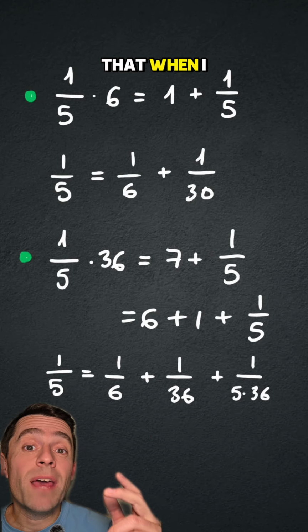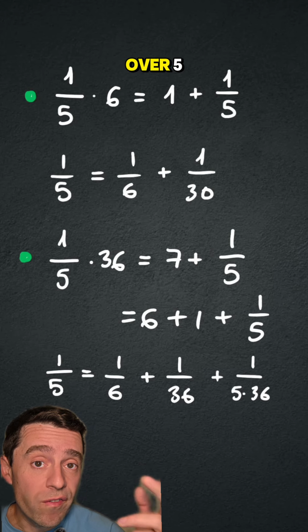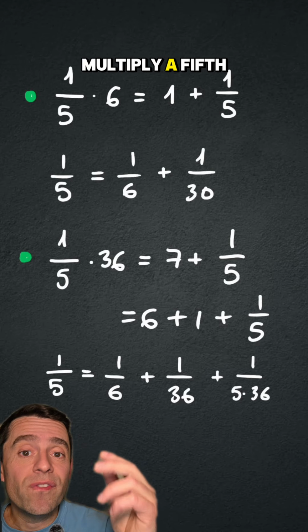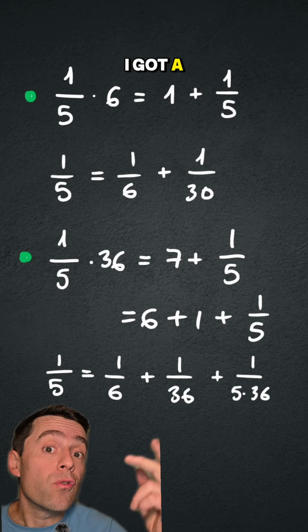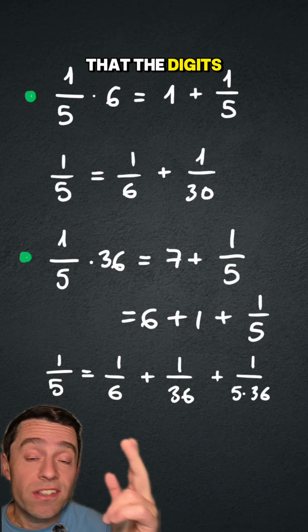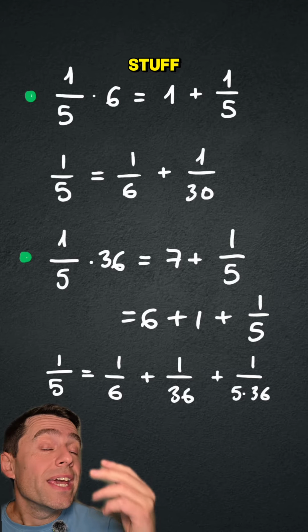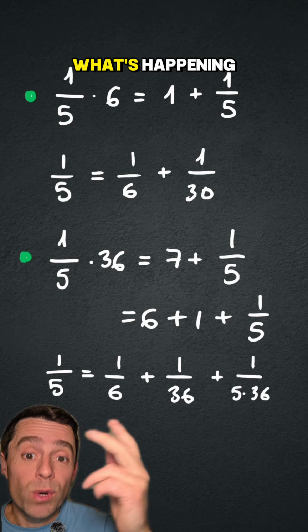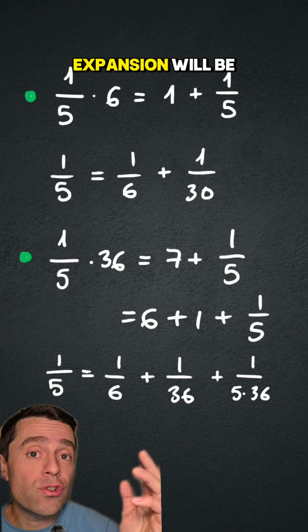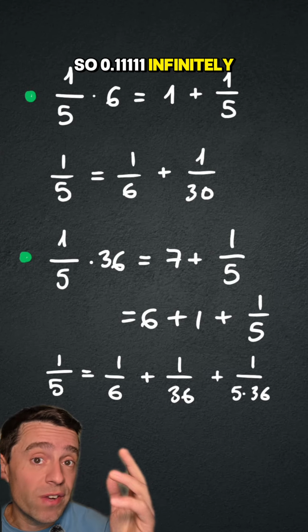But the fact that when I multiply a fifth by 6, I got a remainder of 1 over 5, and when I multiply a fifth by 36, I got a remainder of 1 over 5, and the fact that the digits that I started with are 1 and then more stuff, it leads me to believe that the expansion will be all ones, so 0.11111 with infinitely many ones.